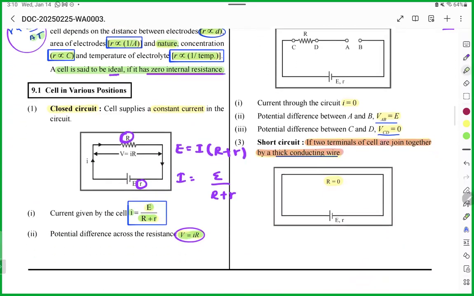Next, if you have a closed circuit, what will happen? EMF will be equal to all the potential. How? Your total voltage is EMF, equal to what is the potential across big R? Current is I, resistance is R. What is the potential across small r? Current is I, small r. Why this? Because your internal resistance and external resistor both are in series. That's why you are adding their potential and you are getting the maximum value.